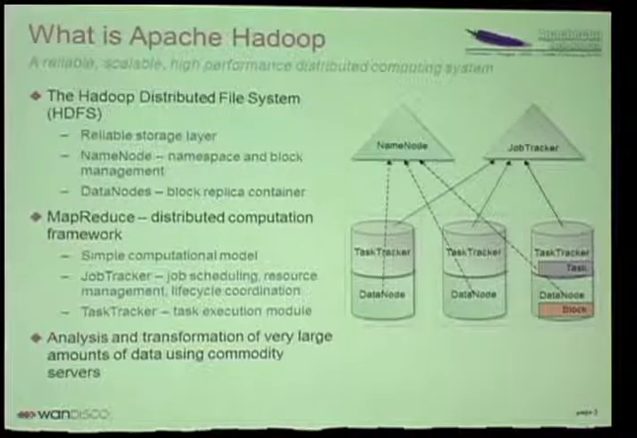MapReduce is a distributed computational framework, and it's based on a simple computational model invented by Google. The job tracker is the analog of the metadata service. It plays the central role on the MapReduce cluster. Task trackers are the slaves of the MapReduce. They directly run the tasks and execute the jobs.